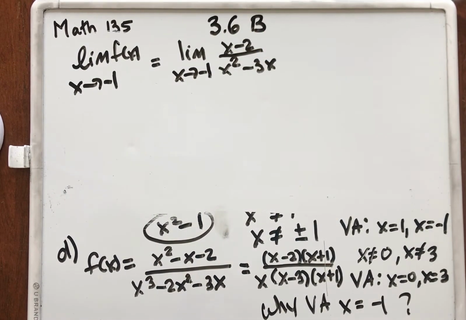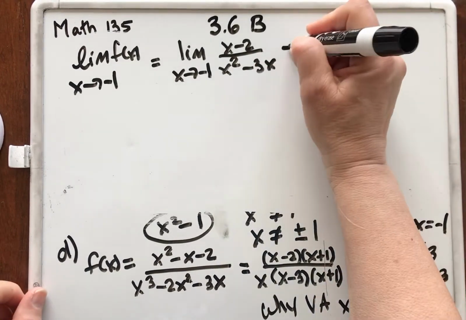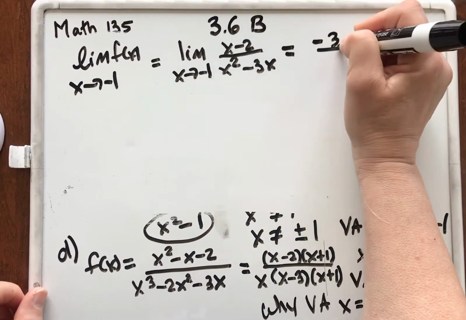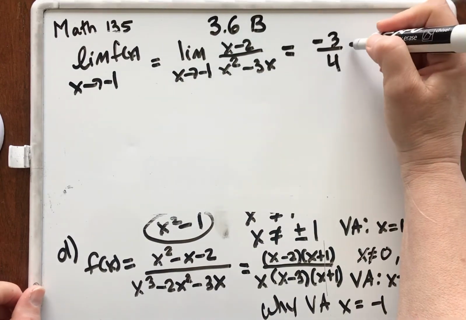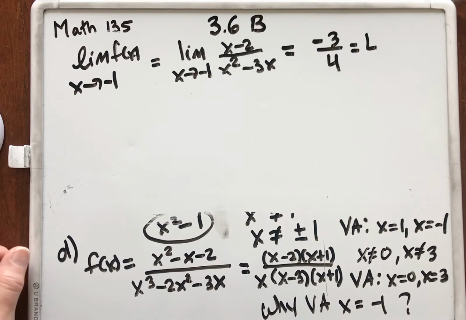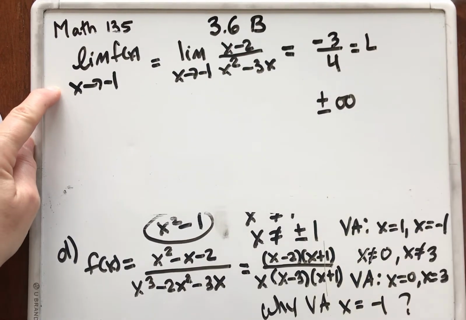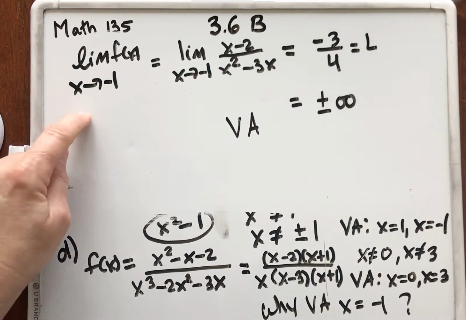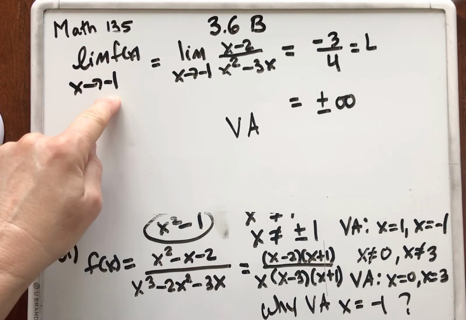Does the limit exist just approaching negative 1? That means from the right and left. We're just going to look to see if it exists at all. Okay, if we put a negative 1 in the numerator, we're going to get a negative 3. And if we put a negative 1 in the denominator, we're going to get a positive 4. So this is the limit. It must be plus or minus infinity in order for there to be a vertical asymptote. Since it did not, it had an actual limit, then there is no vertical asymptote at x equals negative 1.